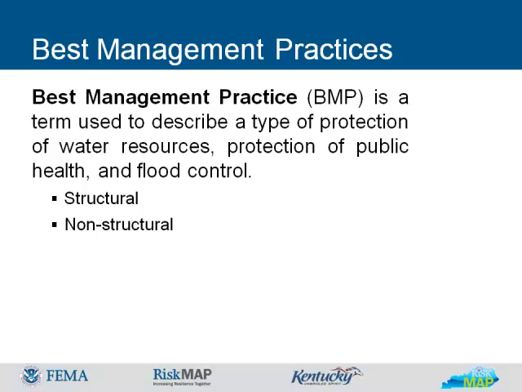Best management practices is a term used to describe a type of protection of water resources, protection of public health, and flood control. They can be designed to address the full range of hydrologic conditions to minimize flooding impacts. Types include structural and non-structural projects. Examples are infiltration devices, filters, and constructed wetlands, and non-structural controls such as maintenance practices, street sweeping, public education, and outreach programs. Specifically, stormwater management strategies can include low-impact development practices such as bioretention facilities, rain gardens, vegetated rooftops, rainwater harvesting such as using rain barrels and cisterns, and permeable pavements.